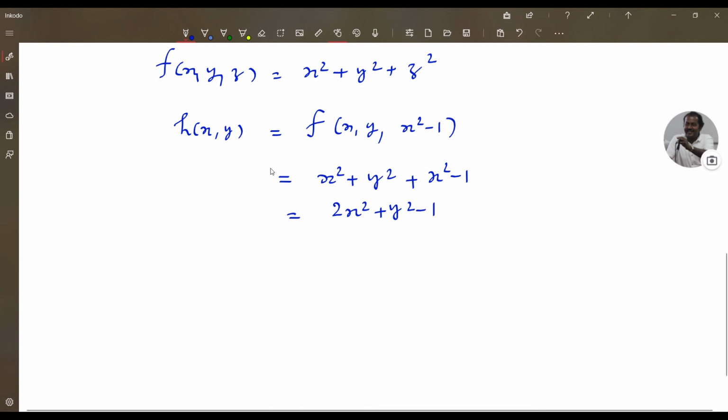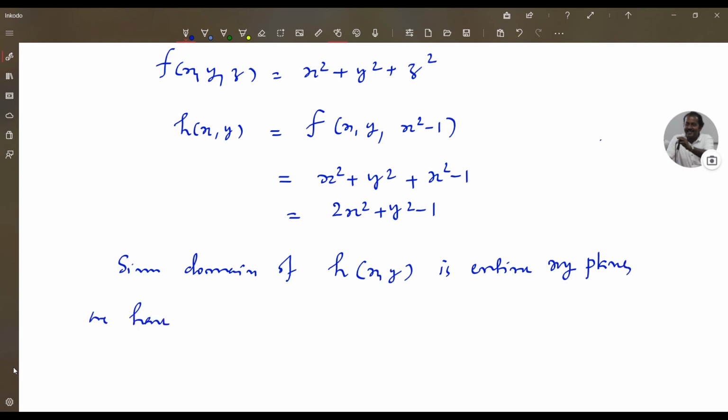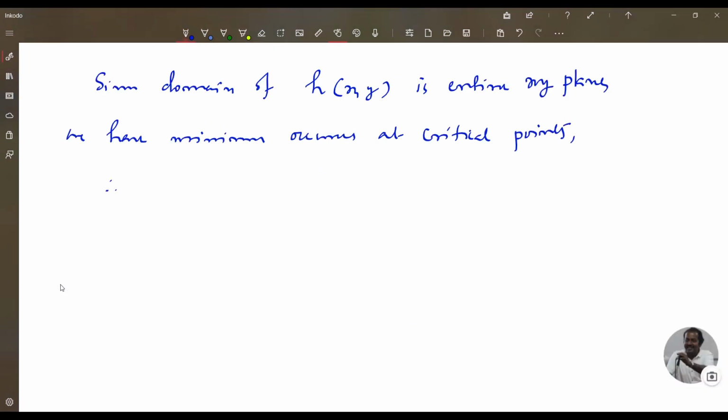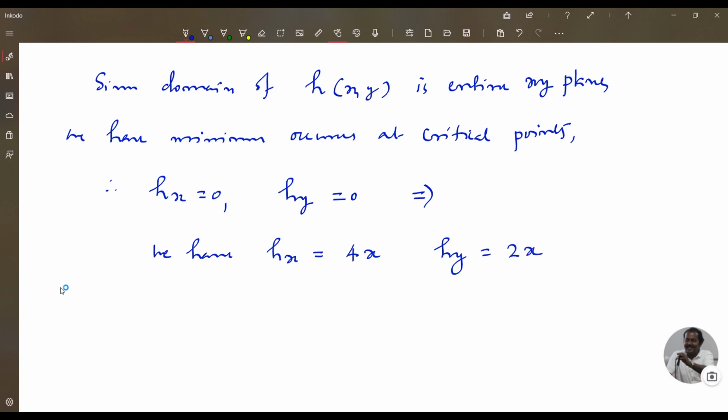And since the domain of h is the entire xy plane, we have extrema occurring at critical points. Therefore, by the first derivative test, at critical points, h_x equal to 0 and h_y equal to 0. Since the domain of h(x, y) is the entire xy plane, the minimum occurs at critical points. Therefore, h_x is 4x and h_y is 2y. Hence h_x equal to 0 implies x equal to 0, and h_y equal to 0 implies y equal to 0.